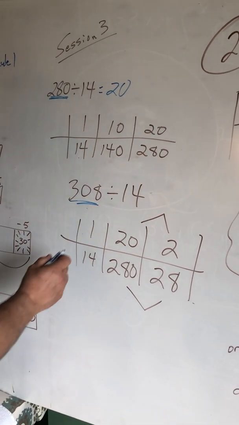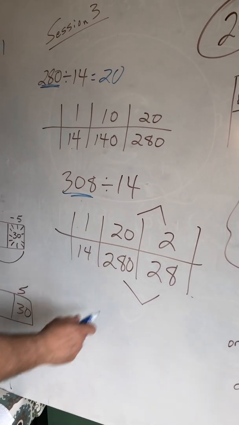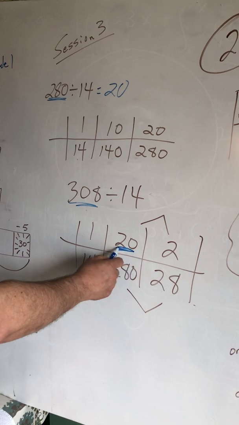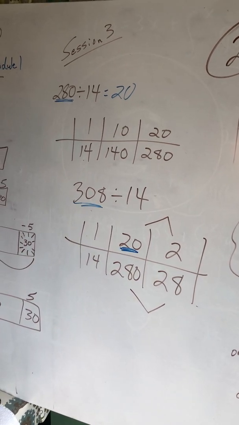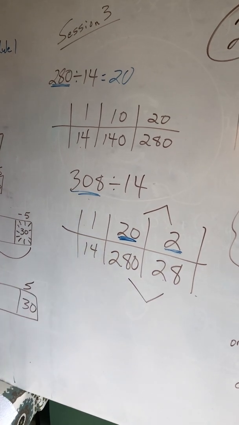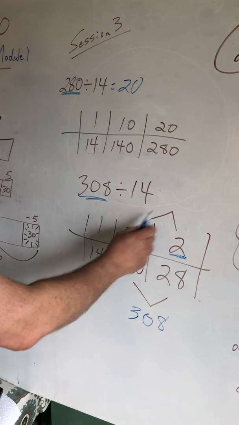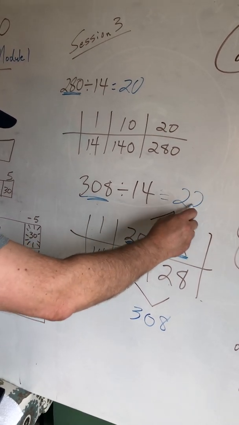So, we start out with our 1 times 14 is 14. Here's our last problem. 20 times 14 is 280. And then we do 2 more to give us that 28. And yep, that's 308. And then you add those together, 22.